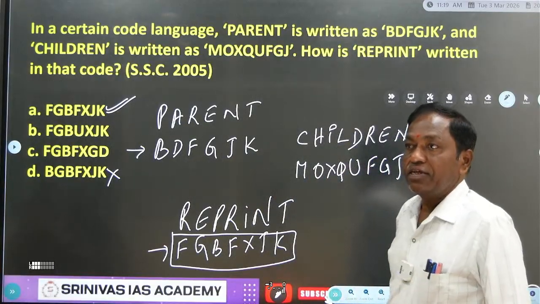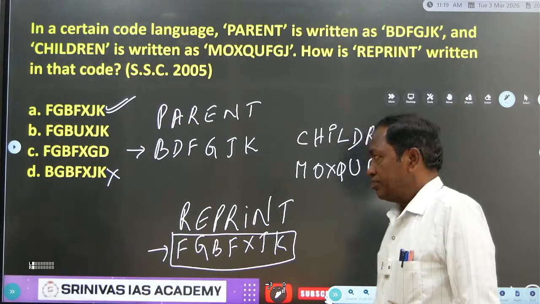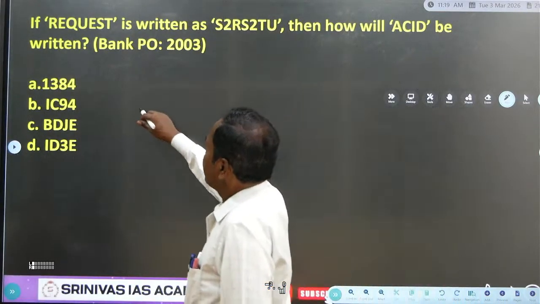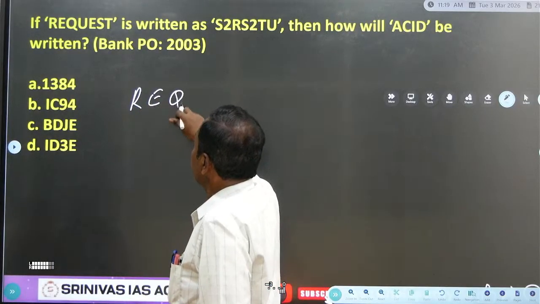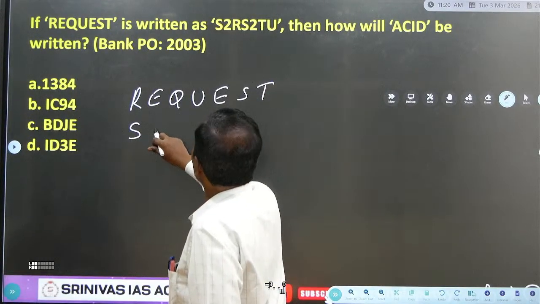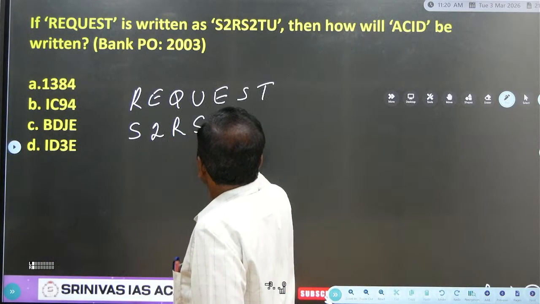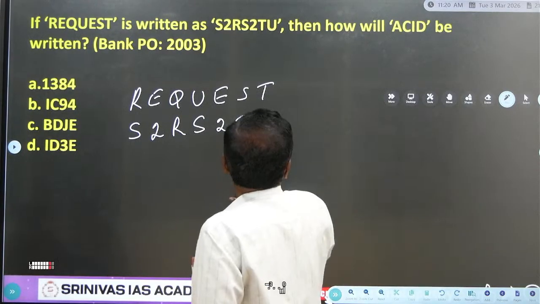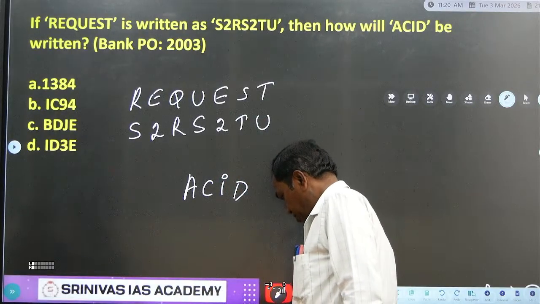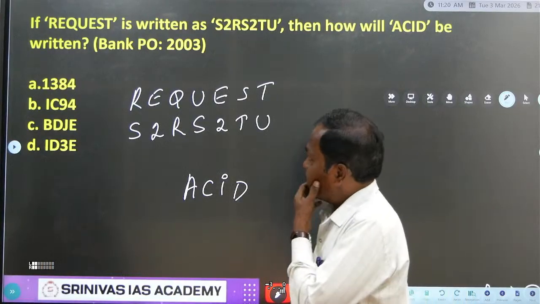Option A, see that. So if you don't look at the question properly, no one can solve. Now, REQUEST is written as S to TU. Then how will you code it? Let us crack it first.